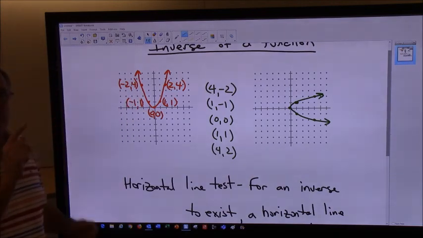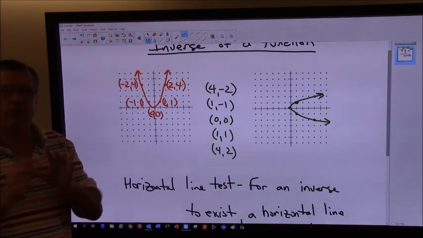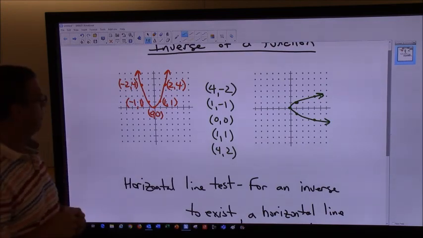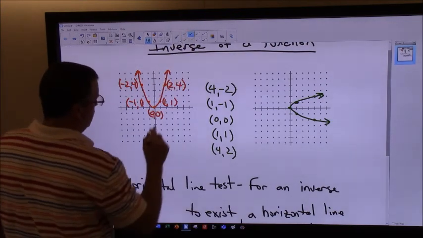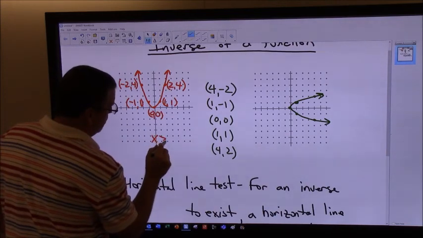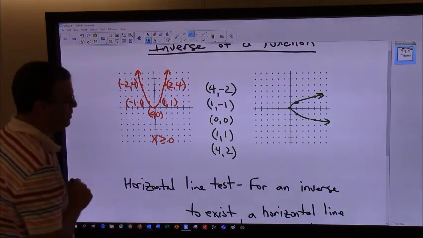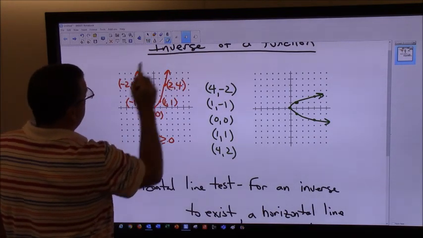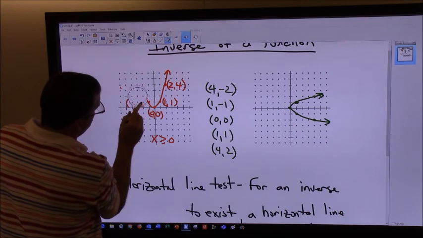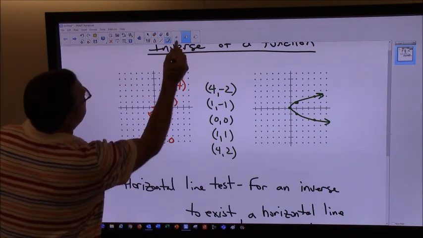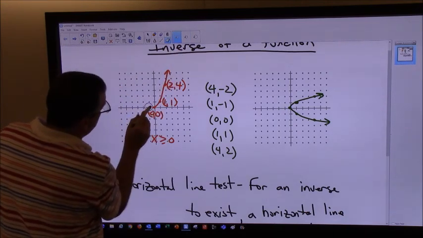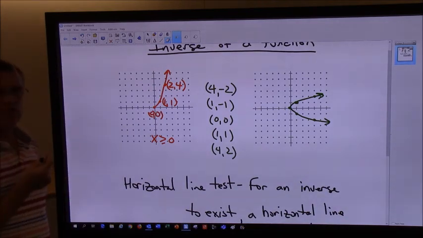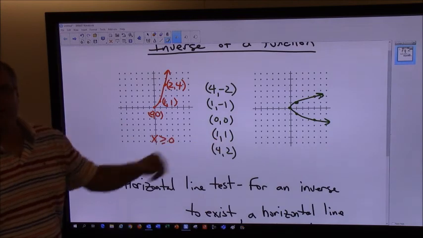Unless we change the domain just a little bit. Now remember, the domain means what x values are okay to use. Well, what if I said x has to be greater than or equal to 0? Then what I've done is I've just eliminated part of this graph. Let me do this to right there. Okay, so now I'm saying let's only look at the right side of the parabola.